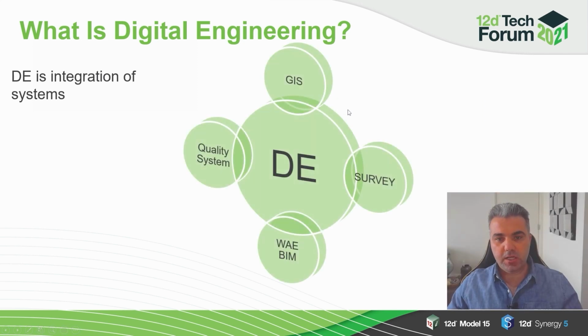So this is an example of system integration in digital engineering. We've got the GIS, the survey, work as executed BIM, and the quality system. So all these systems, they all make up the digital engineering process. It's not just one system or one data silo. It's all combined to make up the digital engineering.